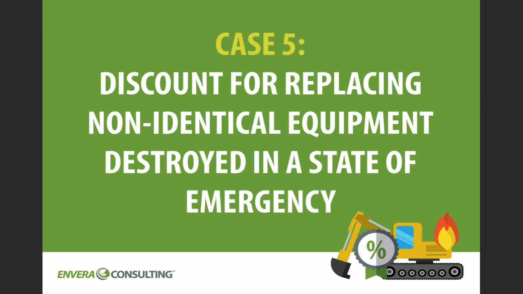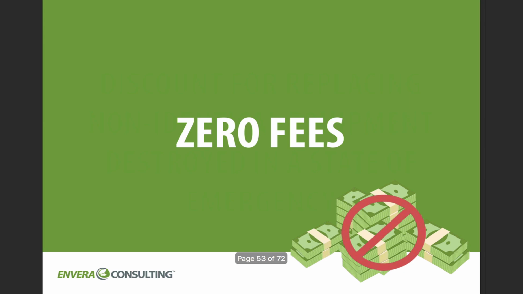Case 5 is a discount for replacing non-identical equipment destroyed in a state of emergency. In this case, you had a piece of equipment, but it was destroyed in a state of emergency, and now you want to rebuild. In that case, there's actually 0 permit processing fees to do that. And so that, again, is a discount.